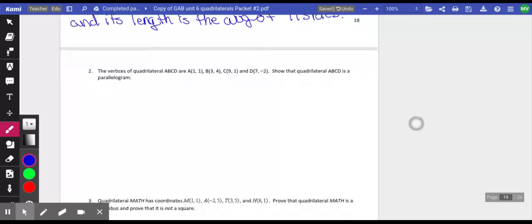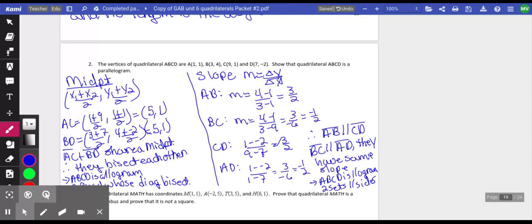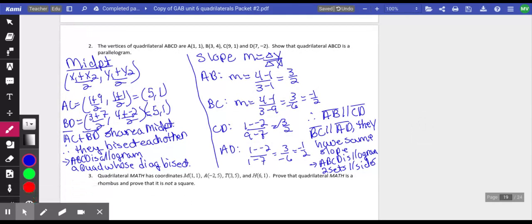So, number 2, the vertices of quadrilateral ABCD are those. Show that it's a parallelogram. So I want you to pause and show this is a parallelogram. Remember, our sheet gives us lots of ways. Okay, so you can see that I did number two different ways. You don't have to do both. I did two different ways.